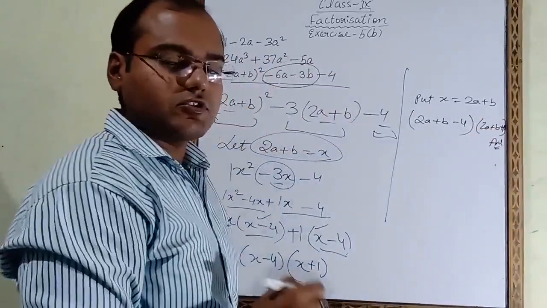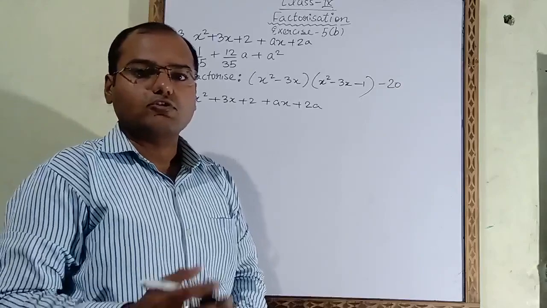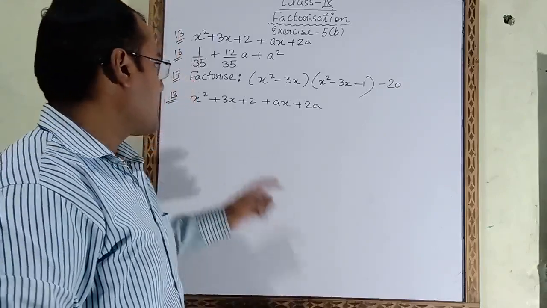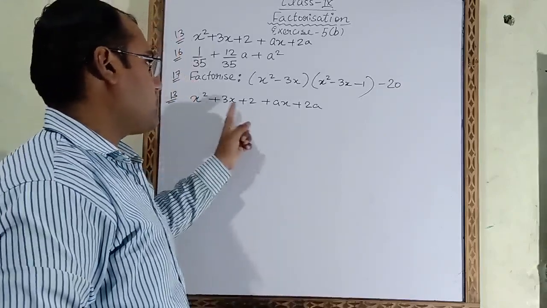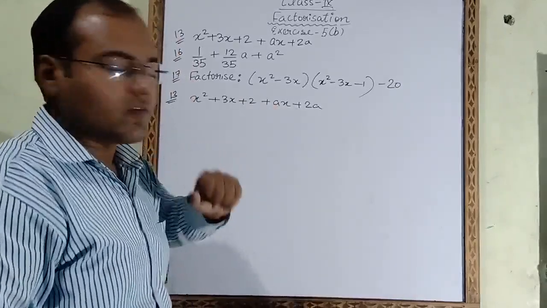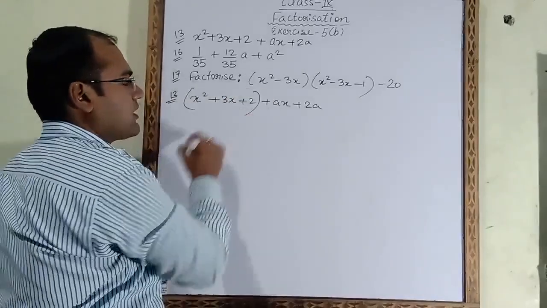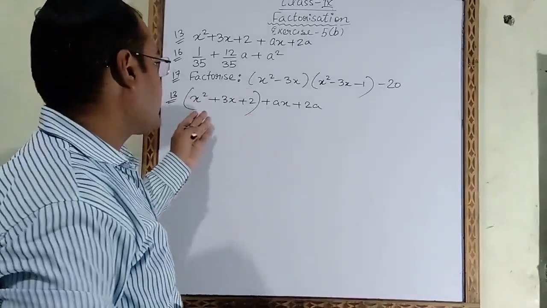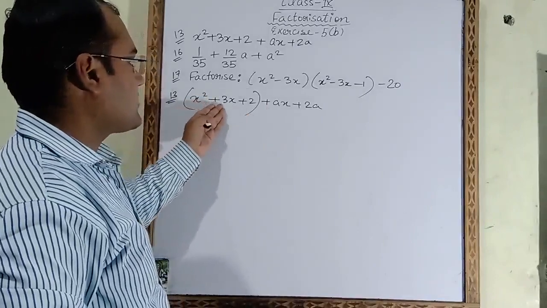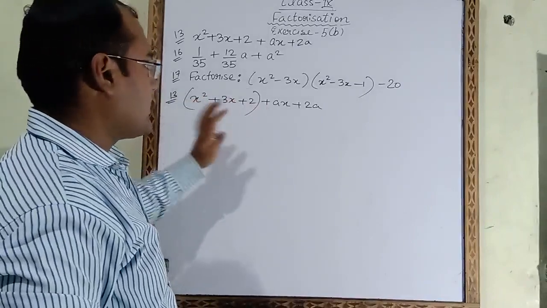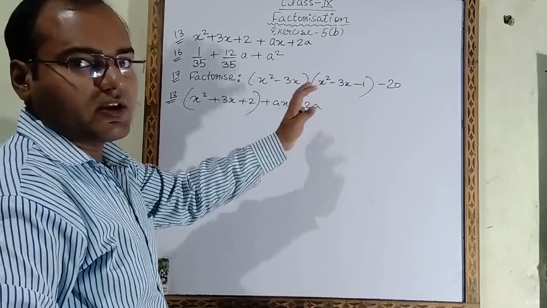So like this you have to do such questions. Now see question number 30. Here 5 terms are given: 1, 2, 3, 4, 5. So here what you have to do? First 3 terms you will take together because this is one algebraic expression: x square plus 3x plus 2. These 3 terms you will take together. The rest of the 2 terms you will take together.